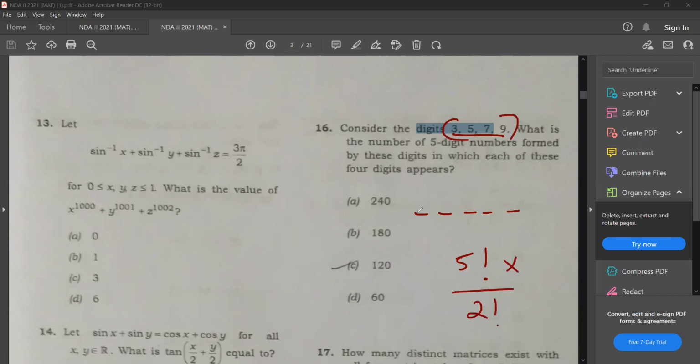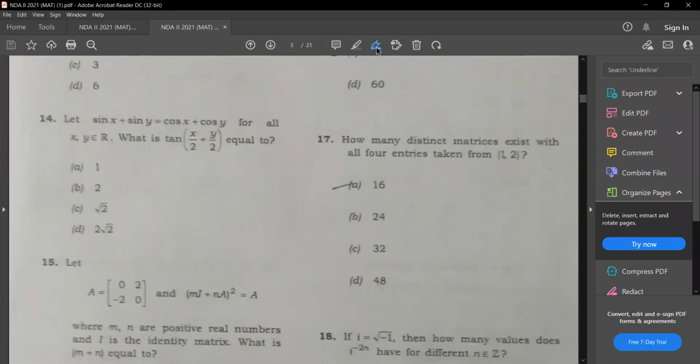Now we have only got 4 digits, but we need 5. So this portion can be occupied by any of the 4. So our answer is 5 factorial by 2 factorial into 4. That is 120 into 4 by 2, that is 240. Option A is the correct answer. Okay, moving on to the next question.